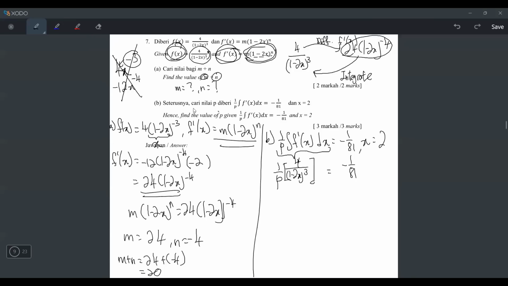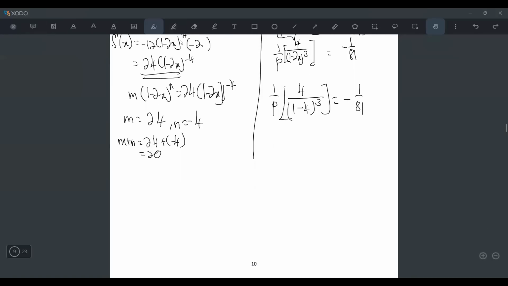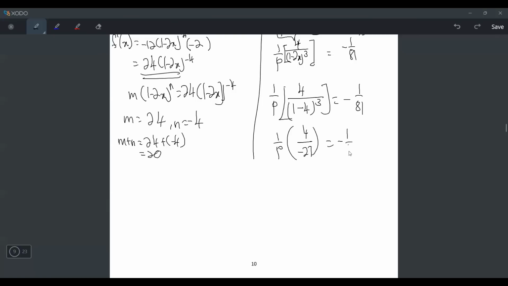But they want you to find the value of p, and they already give you x value is 2. So what you have to do is just substitute the value of 2. So it'll be 1 over p, and then 4 over 1 minus 2 times x, 2 times 2, 4, right? And then bracket power 3, close bracket, equals to -1 over 81. And now I just have to move across, then I will get my p. Okay, let's do inside bracket first. 1 minus 4 is -3. -3 power 3 is -27. And then bracket equals to -1 over 81.